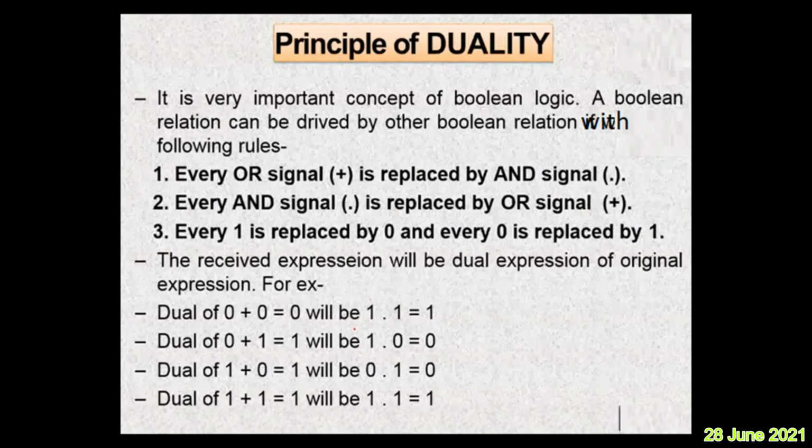Now how will we write the dual? Every OR sign, that is plus, is replaced by AND. If you find a plus, you replace it by dot. And every dot is replaced by plus. It means OR will be replaced by AND, and AND will be replaced by OR. And every 1 is replaced by 0 and every 0 is replaced by 1. By doing this, we can write the dual expressions.